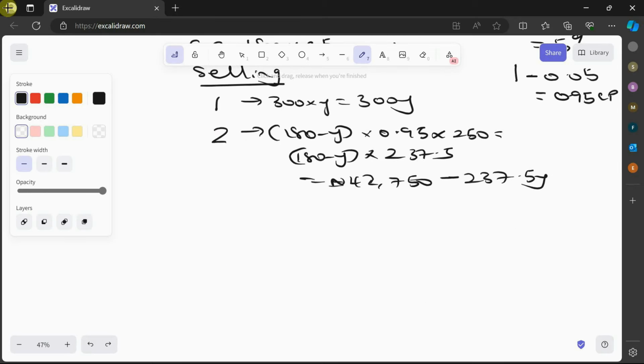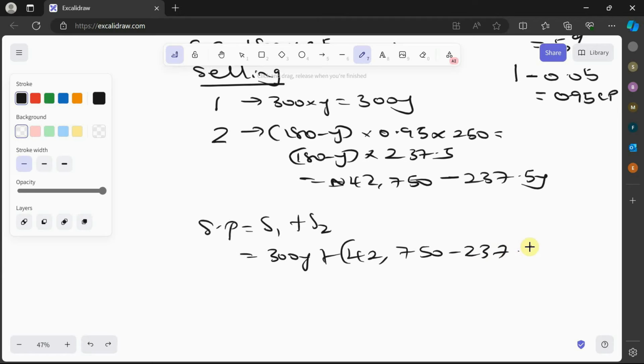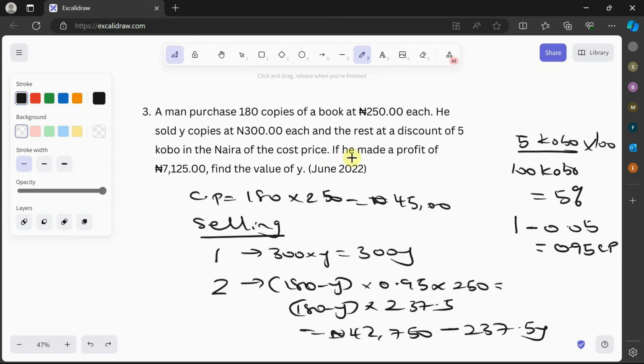So we have the first branch of the selling price, we have the second branch of the selling price. So the total selling price will just be S1 plus S2. S1 is 300y, S2 is 42,750 (let me put this in brackets) minus 237.5y. If you open up the bracket, it's still the same thing because plus times minus is still minus. So we can say 300 minus 237.5, that will give me 62.5y plus 42,750.